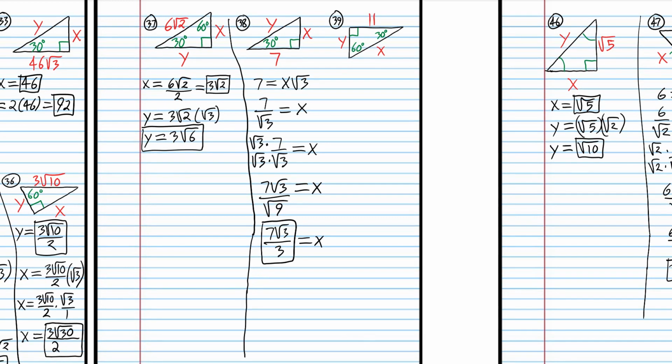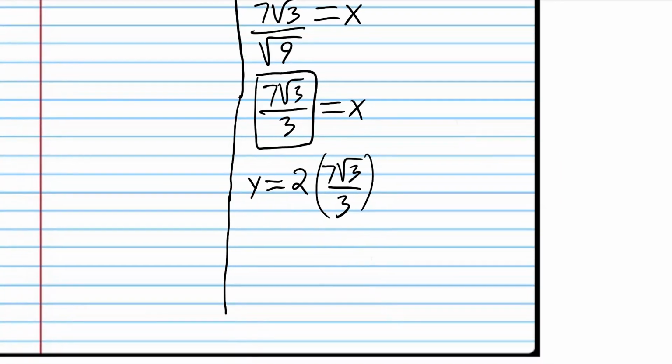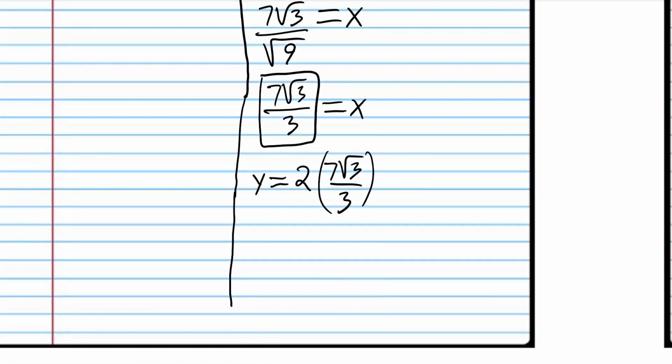Remember, y is just going to be double x, because y is the hypotenuse. So it's going to be double whatever the side opposite the 30-degree angle. So y is equal to 2 times 7 root 3 over 3, the number we just found. And remember, when you're multiplying a whole number by a fraction, you can just write the whole number as over 1.